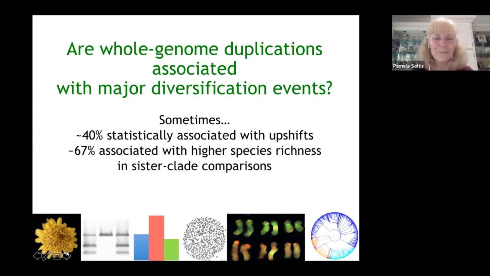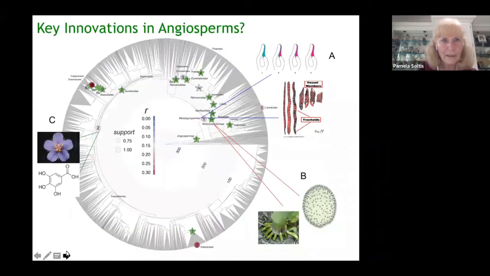So again, about 40% are statistically associated with upshifts, and about 2/3 are associated with higher species richness in these sister clade comparisons. So this brings me to my final point, and this gets back to this concept of novelty and the role of key innovations in angiosperm diversification.